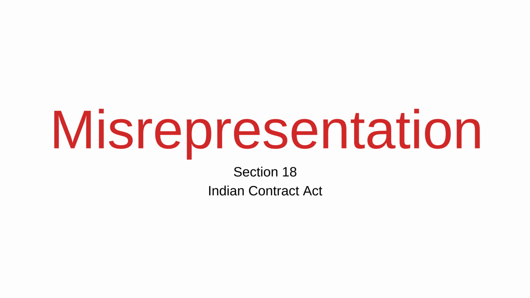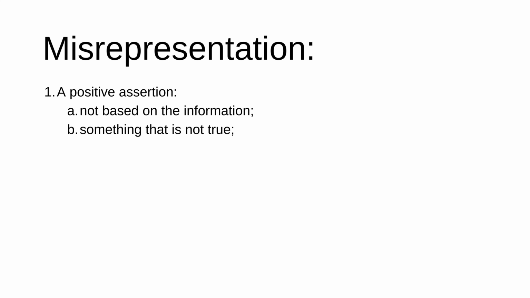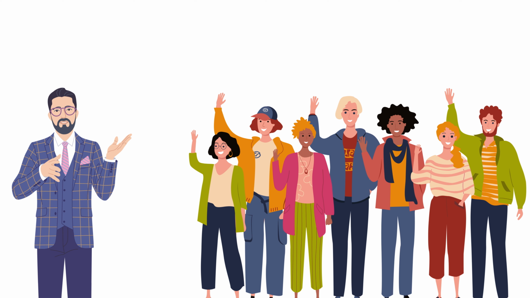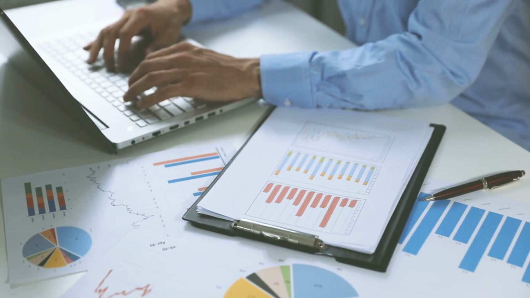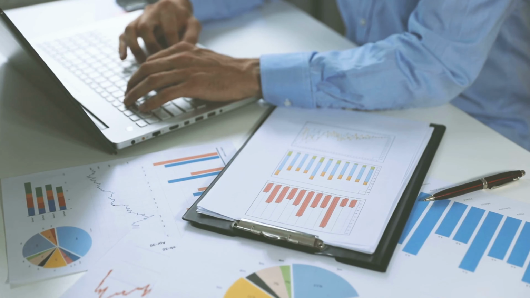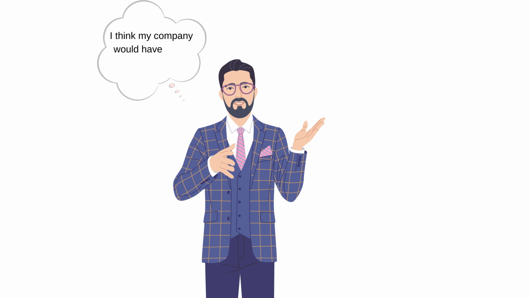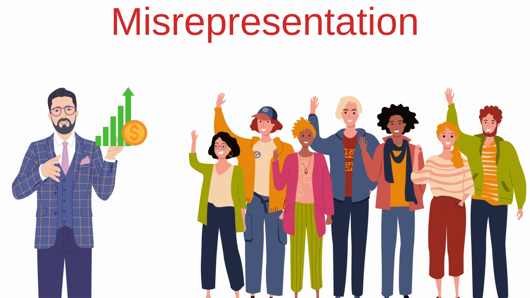Now we are moving to section 18, which deals with misrepresentation. 1. A positive assertion in a manner that it is not based on the information and of something that is not true, but the person who makes the assertion believes it to be true. If we take an example, A tells a group of people that you can go and buy shares of my company. It made a profit of 10 million rupees last year and it is going to make even more profits this year. A has not even looked at the documents to see how much profit his company has really made. A does not have any information that says his company made such a profit, but A genuinely believes that his company might have made such a profit. This is a clear case of misrepresentation.